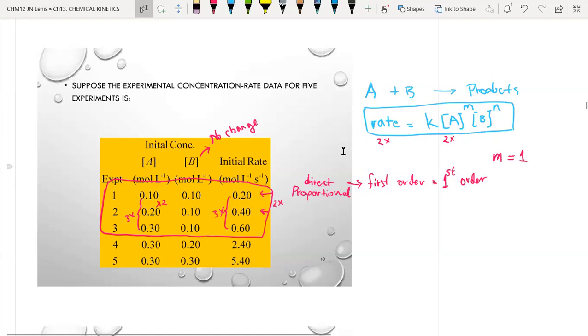On the second experiment here, in the second experiment, we have who's constant? This is constant. So this 3, 4, and 5, this is common. Experiment 3 is common to all experiments.